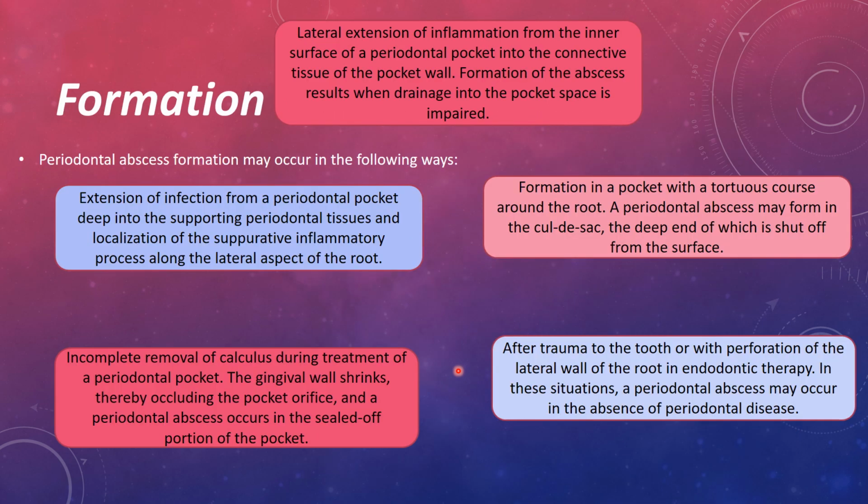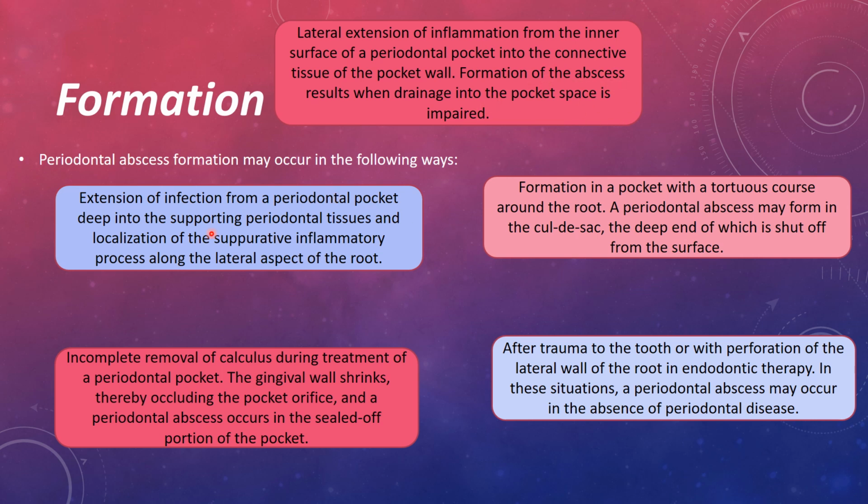Coming to the formation, periodontal abscess formation may occur in the following ways. The first one is the lateral extension of inflammation from the inner surface of the periodontal pocket into the connective tissue of the pocket wall. The formation of abscess results when the drainage into the pocket space is impaired. So when the inflammation spreads from the pocket to the connective tissue, if it is not drained properly through the pocket, then the resultant abscess will get formed.